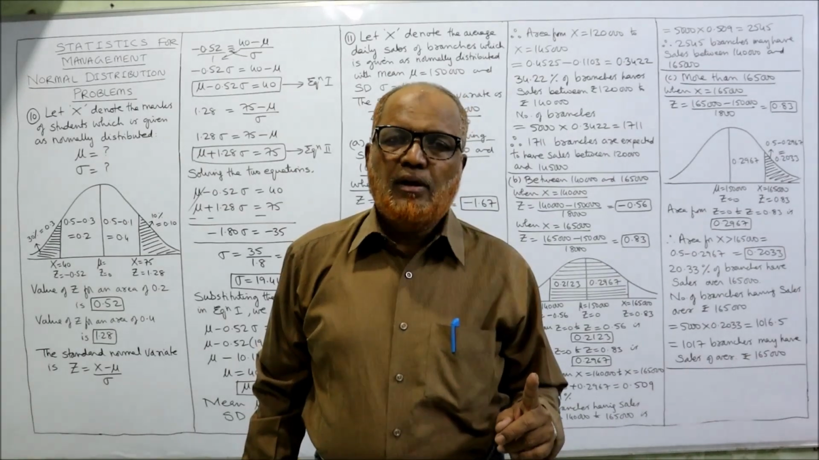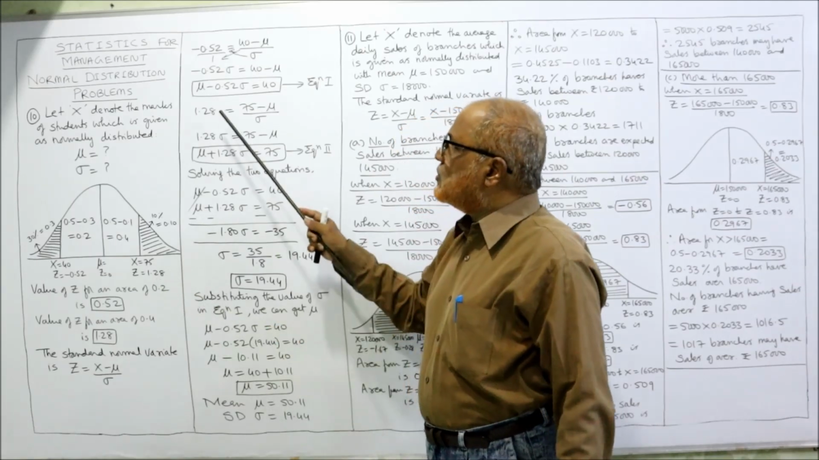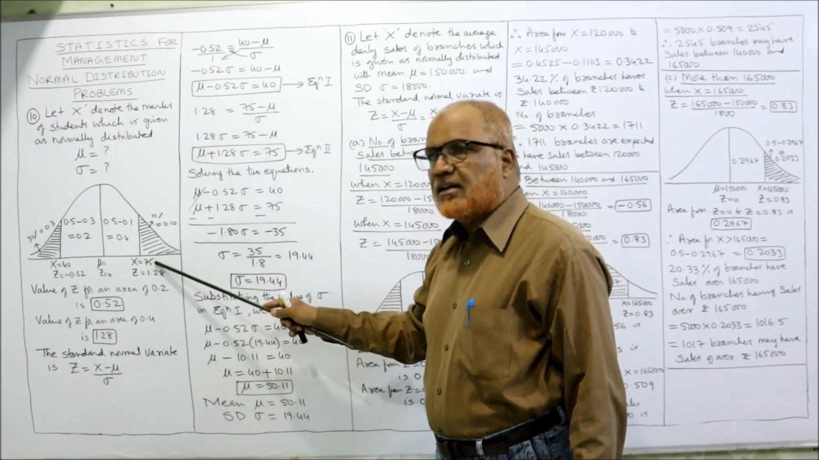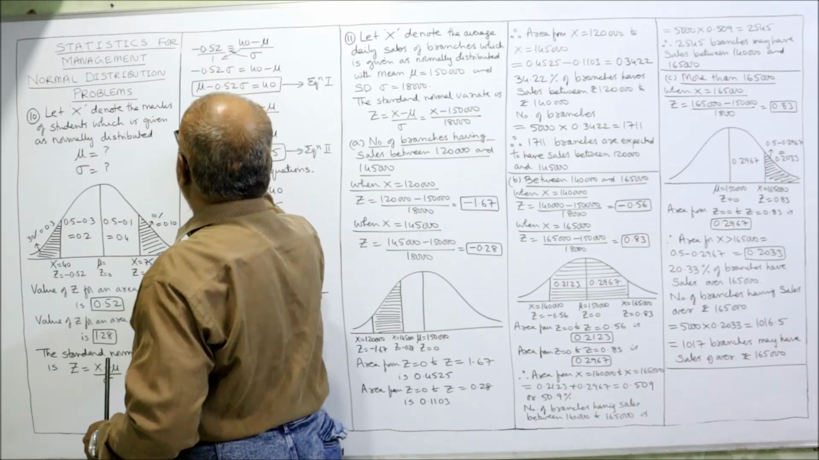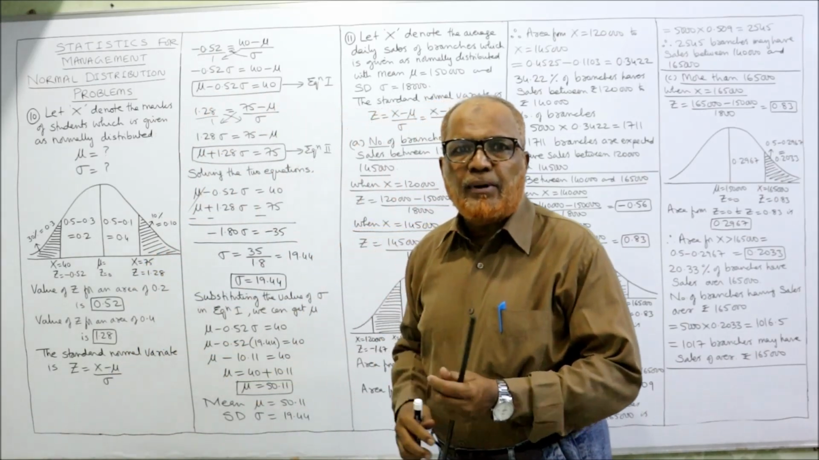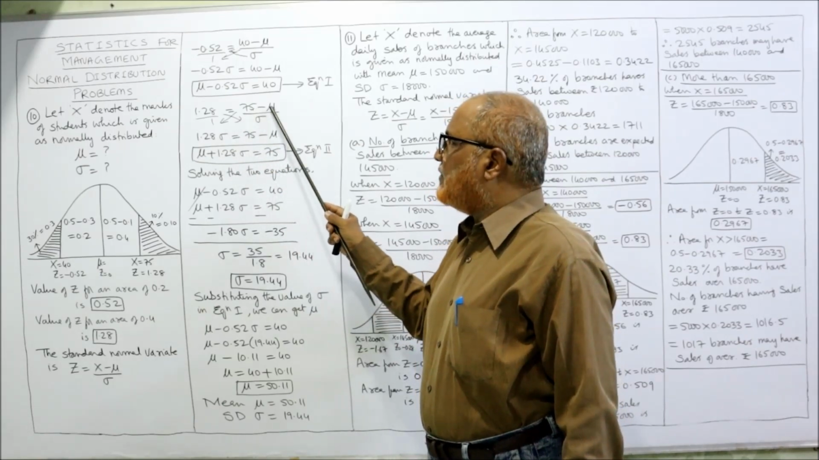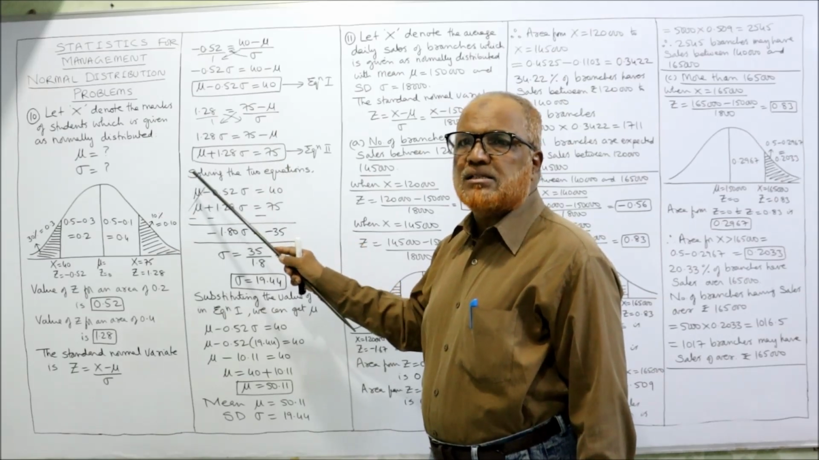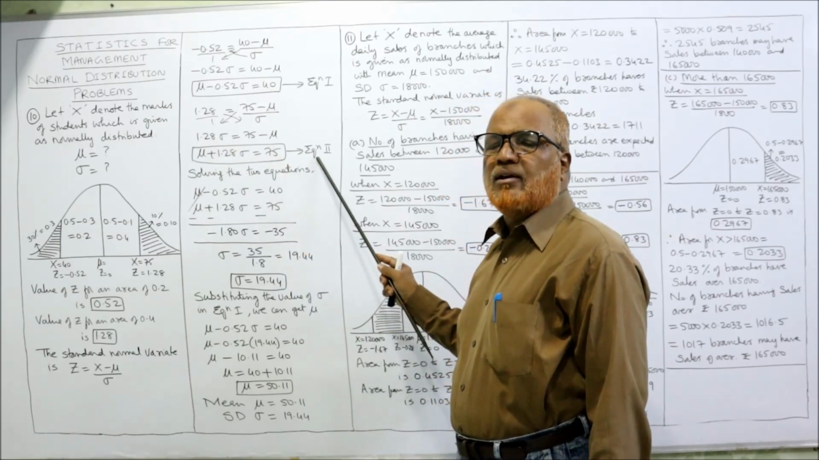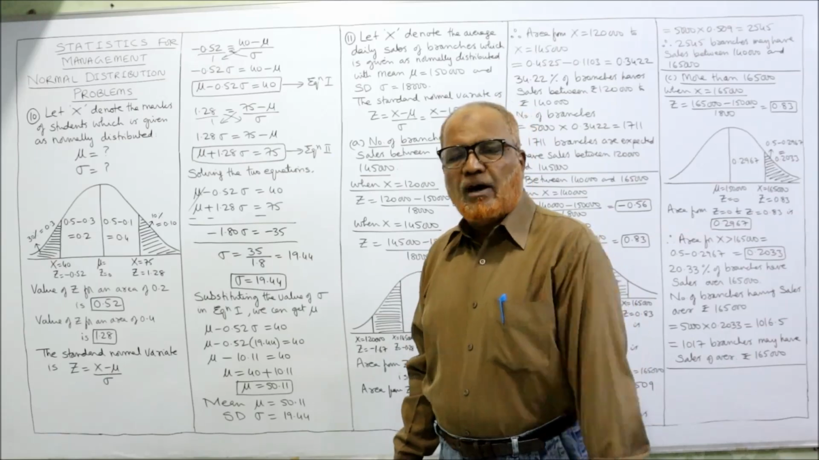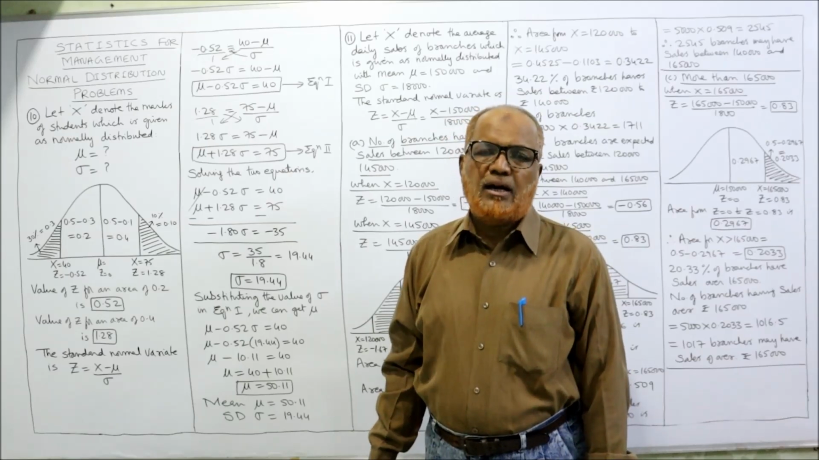Now we'll come to the second equation. Z is equal to 1.28, so 1.28 is equal to 75 minus mu by sigma. Again we'll make a cross multiplication. So 1.28 into sigma is 1.28 sigma is equal to 75 minus mu. Take this mu to LHS, so minus mu will become plus mu. Mu plus 1.28 sigma is equal to 75. This is equation number 2. Two equations we have. Solving these two equations, we can get the value of mu and sigma.